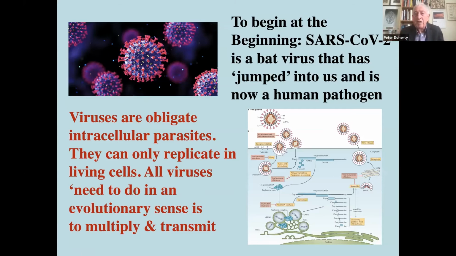So when people tell me viruses come from space, I sort of say, well, where are the living cells in space? Because they come from living cells. That's the only way they can multiply. So it's a bat virus that has jumped into us. It may have jumped by an intermediate species. You'll all be aware of the controversy about where the virus came from.